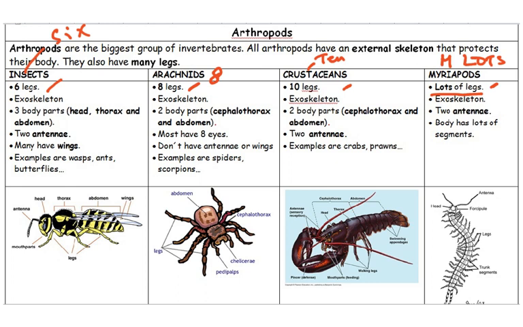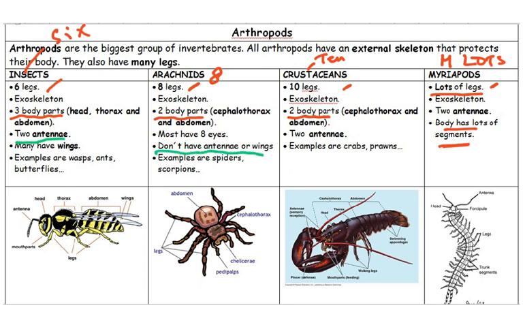Then when you look at the body parts, insects have 3 body parts, but arachnids have 2 body parts and crustaceans also have 2 body parts. And here the body has lots of segments. So myriapod is the weird one which has lots of legs and lots of segments. Then let's look at the antennae. Insects have 2 antennae.